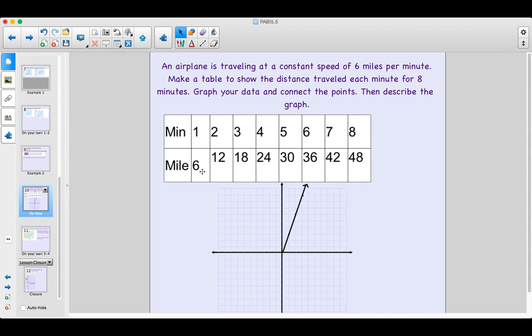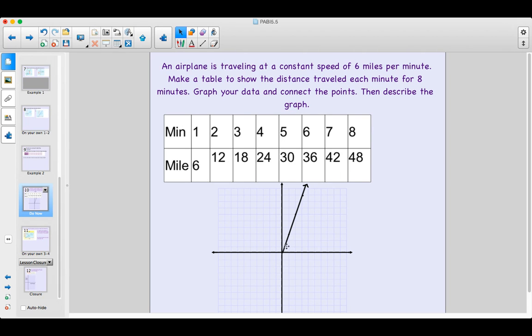So for each minute that I went past, I increased my miles by 6. So if in 1 minute I go 6 miles, that means in 2 minutes I'd be going 12, in 3 minutes I'd be going 18, and so on. I then began to create my graph with each point that I could fit, and obviously I have an arrow on my line just showing that it extends up from there.